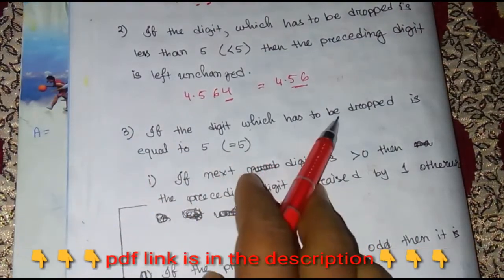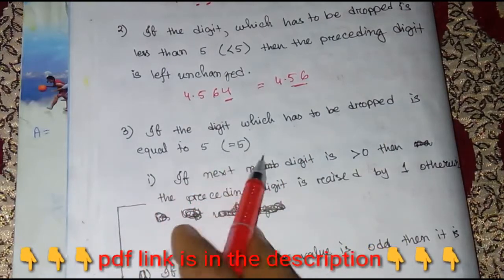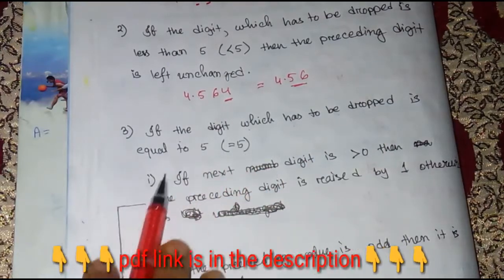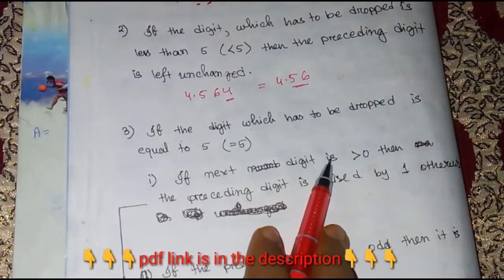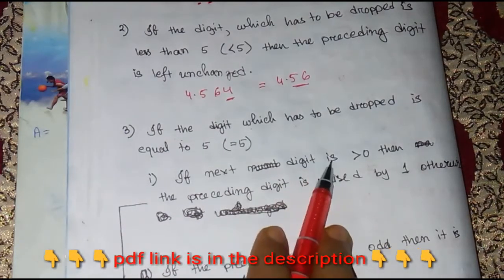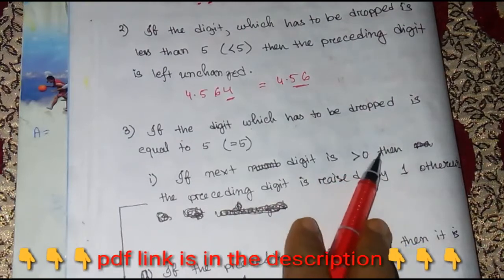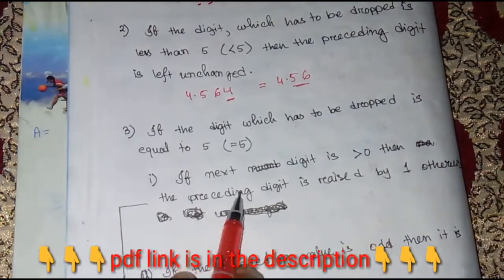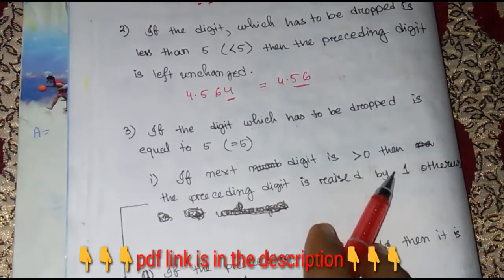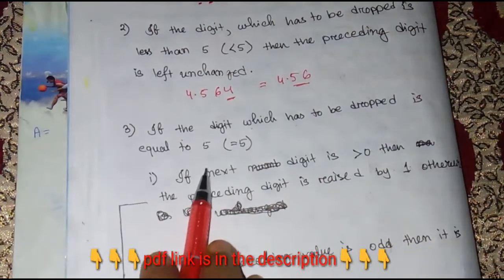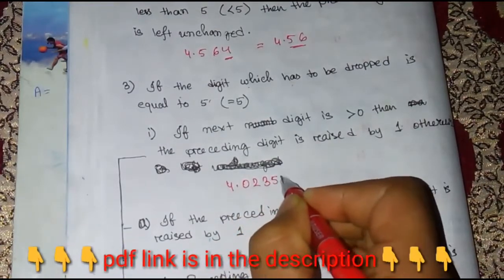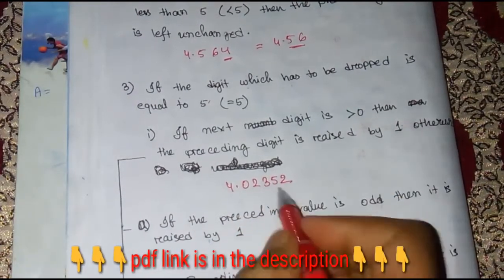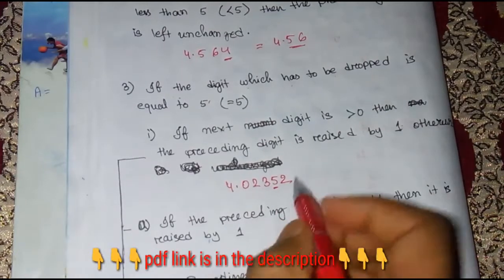So if the digit which has to be dropped is equal to 5, then we have two formulas, where we have to check the next digit after the 5. If it is greater than 0, then we have to add 1 to the preceding digit. Suppose, let's take an example by which you can understand. Suppose we have 4.0235, here we have to drop this number 5.